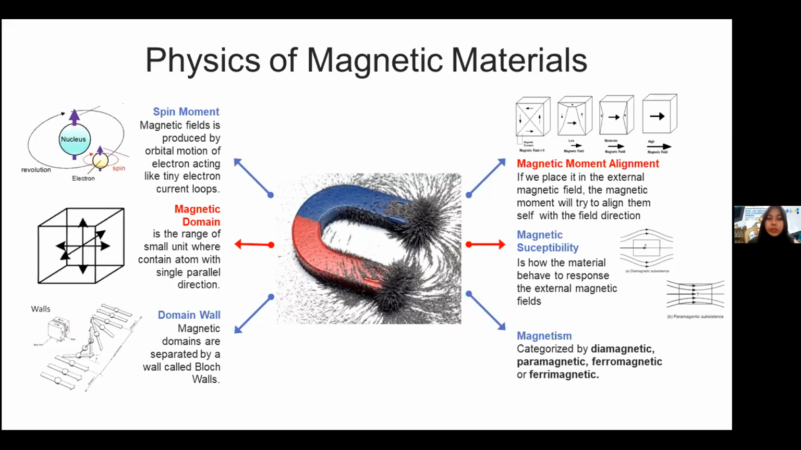Between each domain, it's separated by a wall called Bloch wall. Inside a wall, the magnetic moment is rearranged to minimize the energy. If we place this material in the external magnetic field, the magnetic moment will try to align themselves with the field direction. How the material responds to the external magnetic field is called magnetic susceptibility.